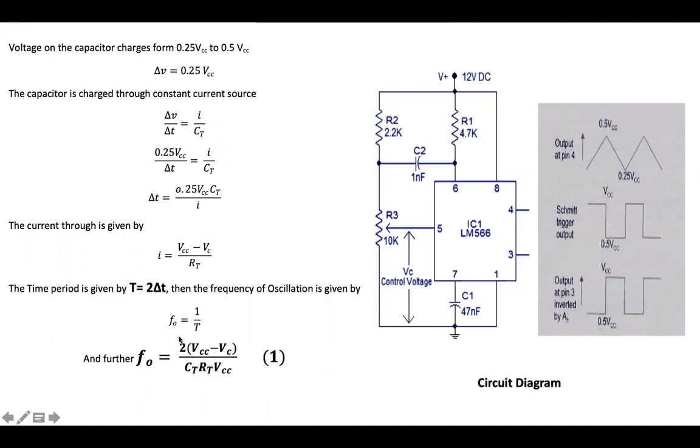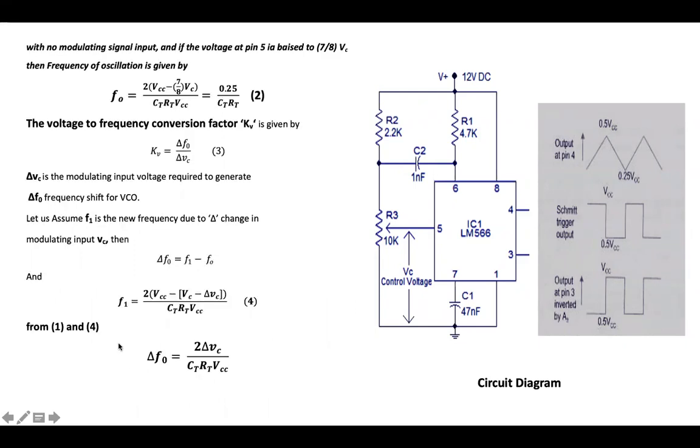So the frequency F is equal to 1 by T. So F naught is equal to 2 times (VCC minus VC) divided by CT RT VCC. Just remember this equation here, F naught, and we will be using that further.